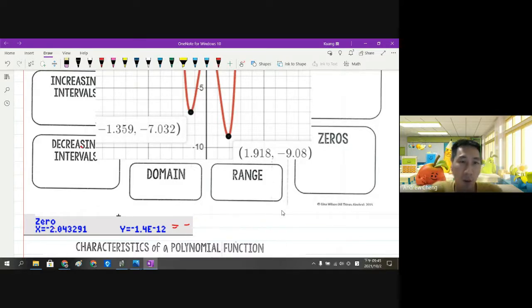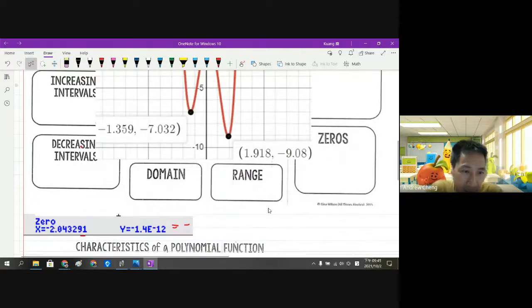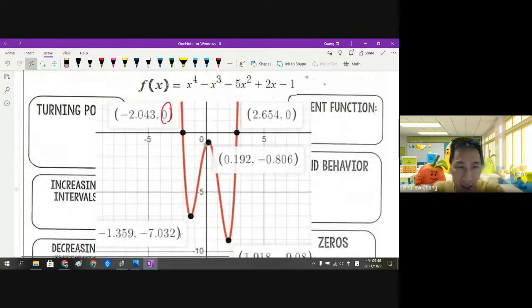So it would be negative 2.043, 0. Same. Okay, after you found all the zeros and all the turning points, you can start to write the increasing or decreasing intervals. I will cut the function into different segments.